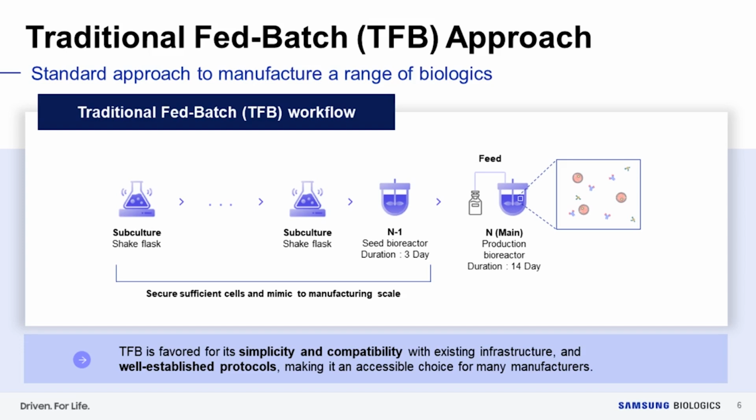Traditional fed batch processes are widely used in the biopharmaceutical industry for producing a range of biologics due to their simplicity and well-established protocols. In a fed batch process, cells are cultured in a bioreactor and nutrients are periodically added to sustain cell growth and production. This method is favored for its simplicity and compatibility with existing infrastructure, making it an accessible choice for many manufacturers.